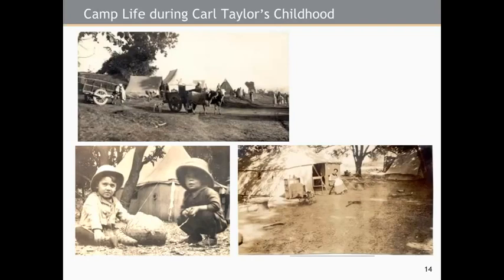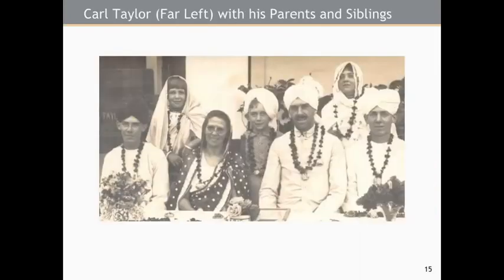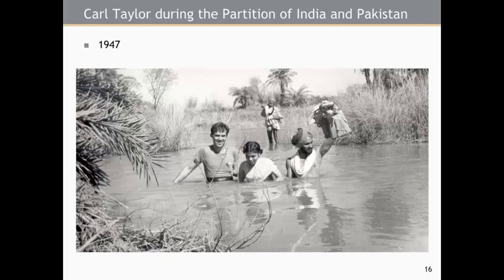Here, in the bottom left, you see Carl as a young child with his brother and their pet anteater. And here in the next slide, you see Carl with the rest of his family in native Indian garb. So it's a classic missionary family that's gone native, you might say, but they were very much ingrained in the local life there.